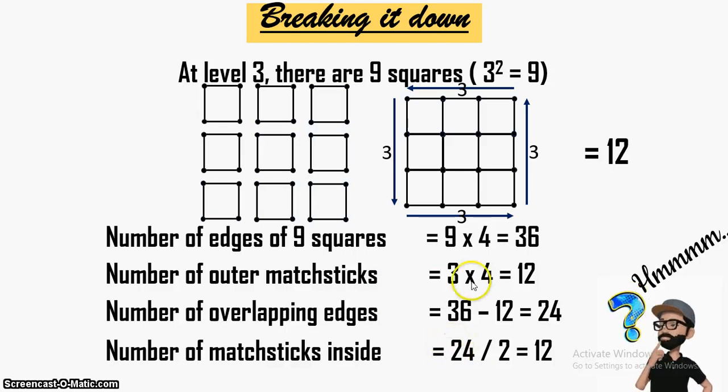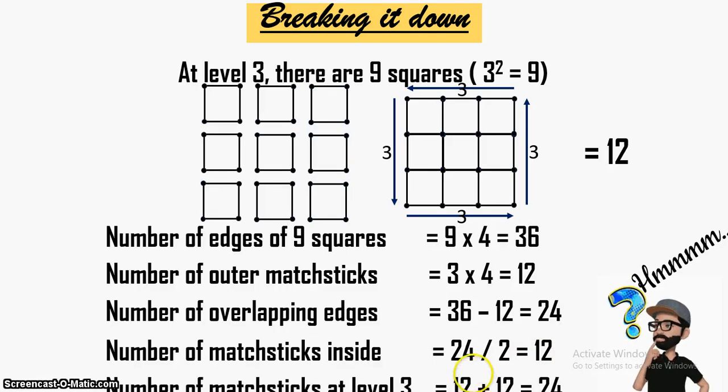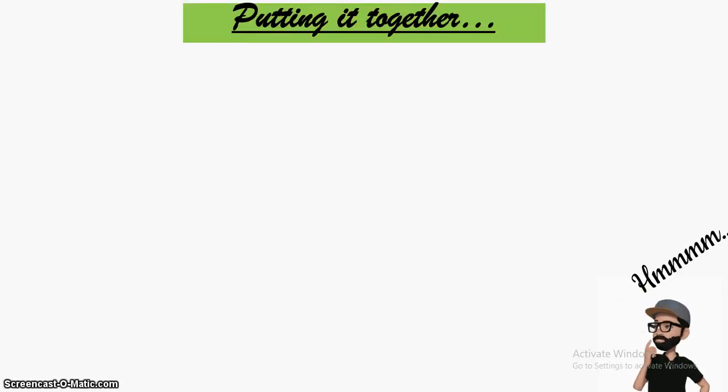Now to find the total number of matchsticks in this pattern, you simply say the outer plus the inner matchsticks, which is 12 plus 12. That gives you 24. Okay, so we move on. How do we put this together? We don't have to do this for every other level. We just begin to deduce the pattern and use that pattern to solve.